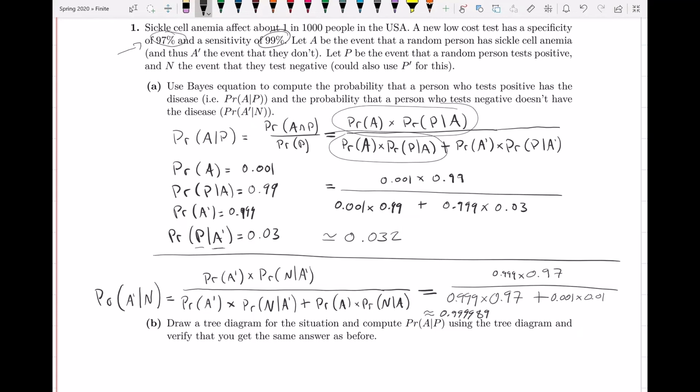Yeah, if you're interested in medical testing, these would be called the negative predictive power and the positive predictive power. This is just an aside, you don't need to know this. So positive predictive power.